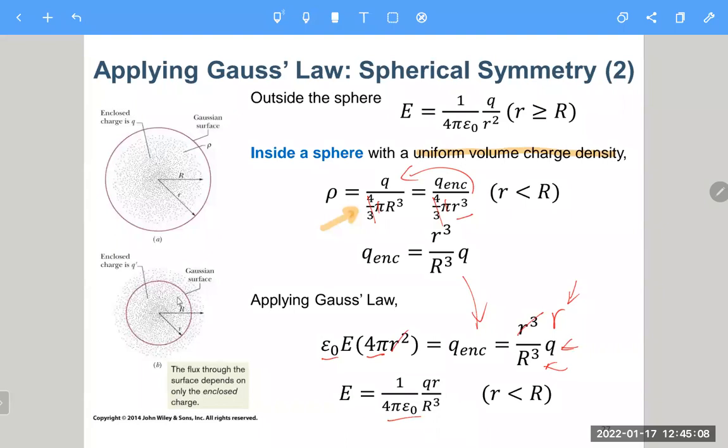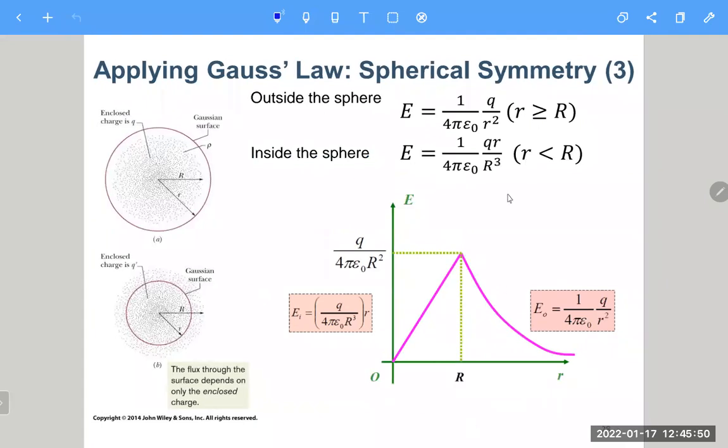But actually, inside this uniformly distributed sphere, the E field increases proportionally to the radius. So this one is proportional to r. This one is inversely proportional to r squared. When we consider the outer part, it is inversely proportional to r squared. When we consider the inner part, it is proportional to the radius. So if you would like to draw it out, this is the radius of the sphere. For the inner part, it increases linearly. So this is proportional to r. This part is inversely proportional to r squared, like this.